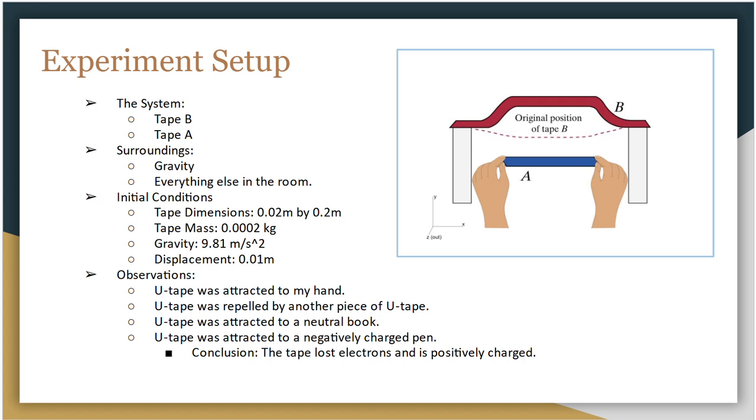Initial conditions. Tape dimensions were 0.02 meters by 0.2 meters. Tape mass was 0.0002 kilograms. Gravity, of course, is 9.81. Displacement was 0.01 meters.